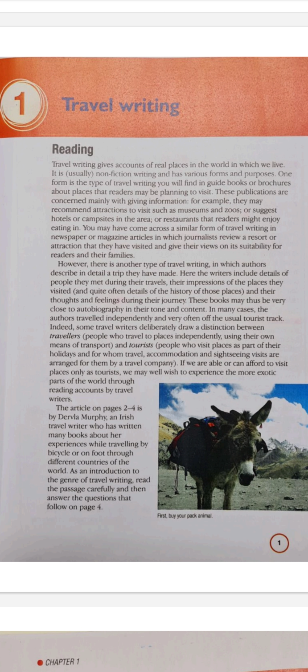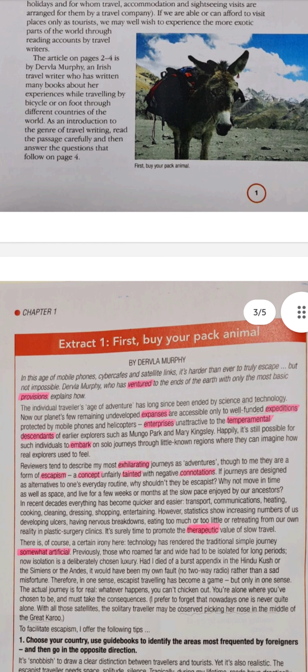Okay? If we are able or can afford to visit places only as tourists, we may well wish to experience the more exotic parts of the world through reading accounts by travel writers. So if you want to travel as a tourist, you might as well experience through reading what it's like to travel as a traveler. Okay? Now, the article on pages 2 to 4 is by Dervla Murphy, who is an Irish travel writer who has written many books about her experiences while traveling by bicycle or on foot through different countries of the world. As an introduction to the genre of travel writing, read the passage, and then we'll answer the questions in page 4. All right.